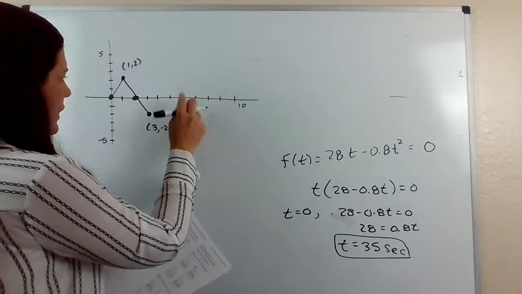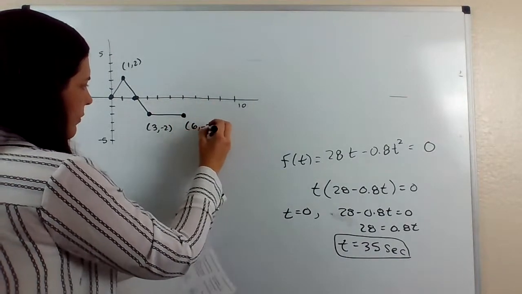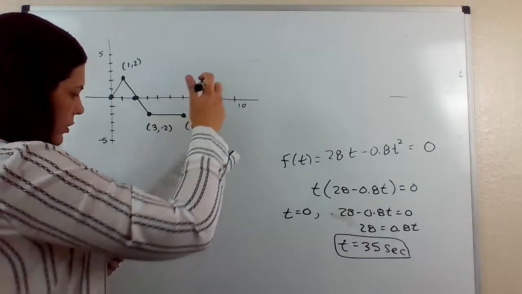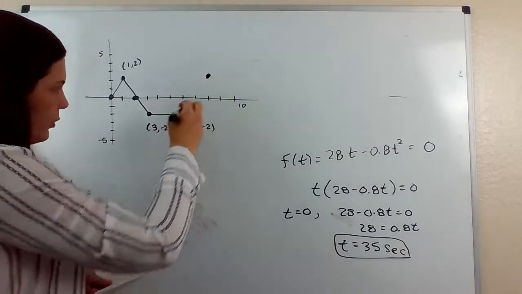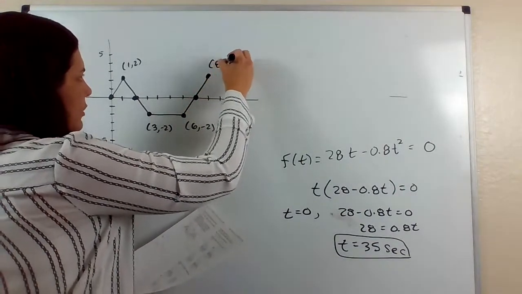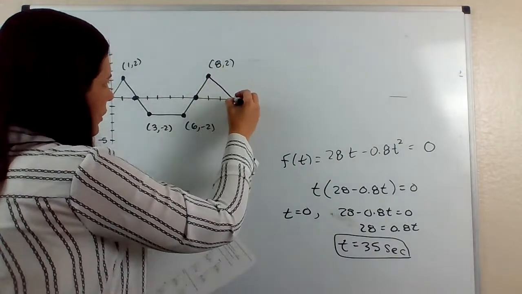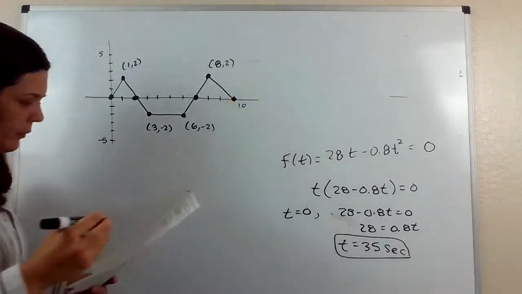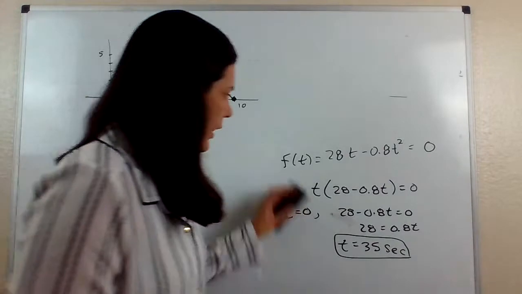Then we're going to go straight to 6, negative 2. 3, 4, 5, 6. So 6, negative 2. And then let's go up to 8, 2. This is 8, we're going to pass through right here, 7, 0. This is 8, 2. And let's end at 10, 0. 10, 0 right there.